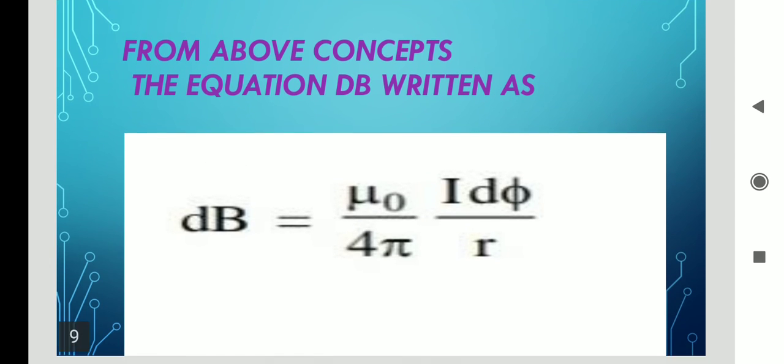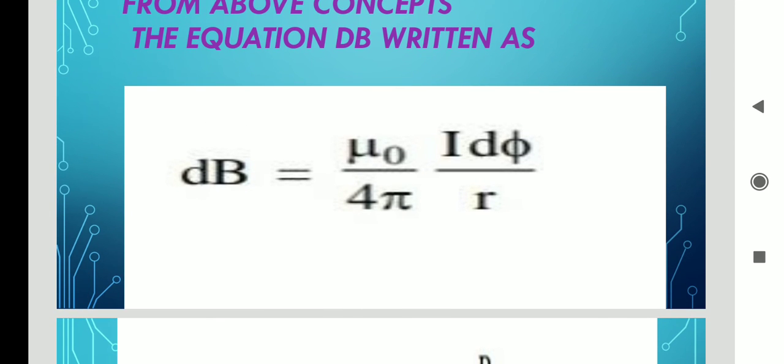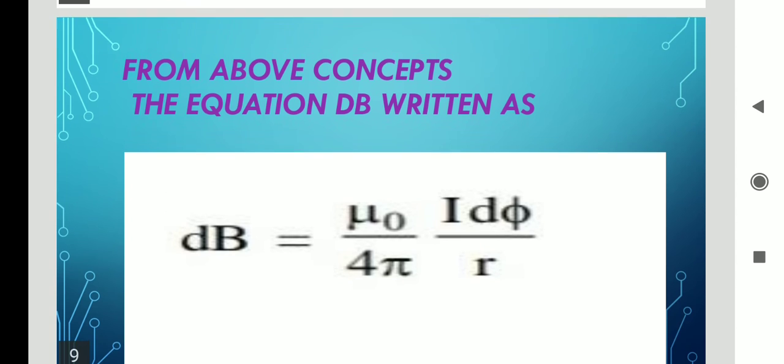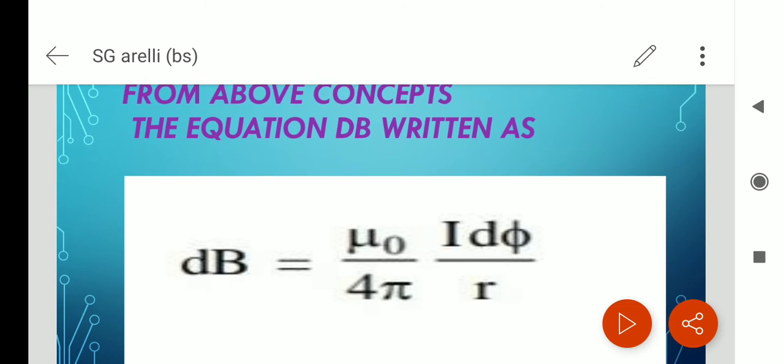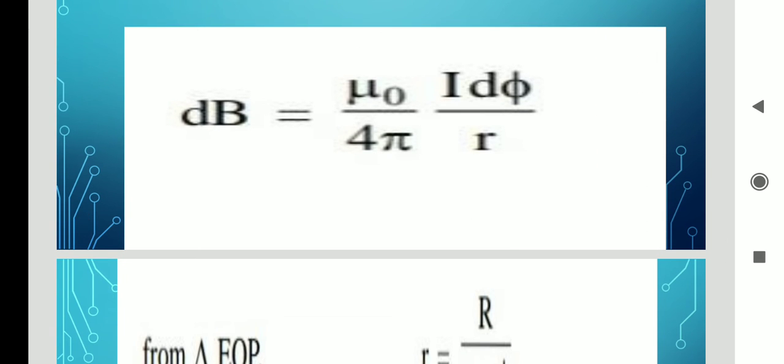Therefore from the above concept, the equation for small dB is written as dB equal to mu naught by 4 pi, I d phi by R. Simplify these values; whenever you replace them, you will get this formation: dB equal to mu naught by 4 pi I d phi by R.